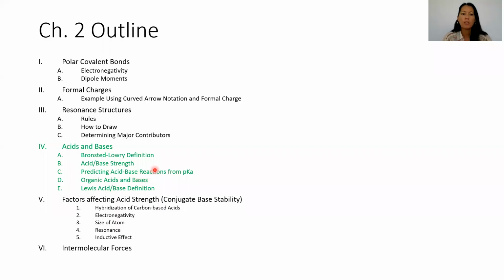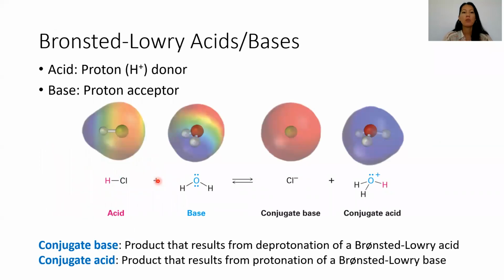So I want you to pay particular attention to pKa in relation to whether a reaction is going to occur or which direction it lies, and then identify whether an organic compound is an acid or base. That's going to be key for you guys. So let's just talk about Bronsted and Lowry acids and bases first. These are proton donors or acceptors. You guys are familiar with this.